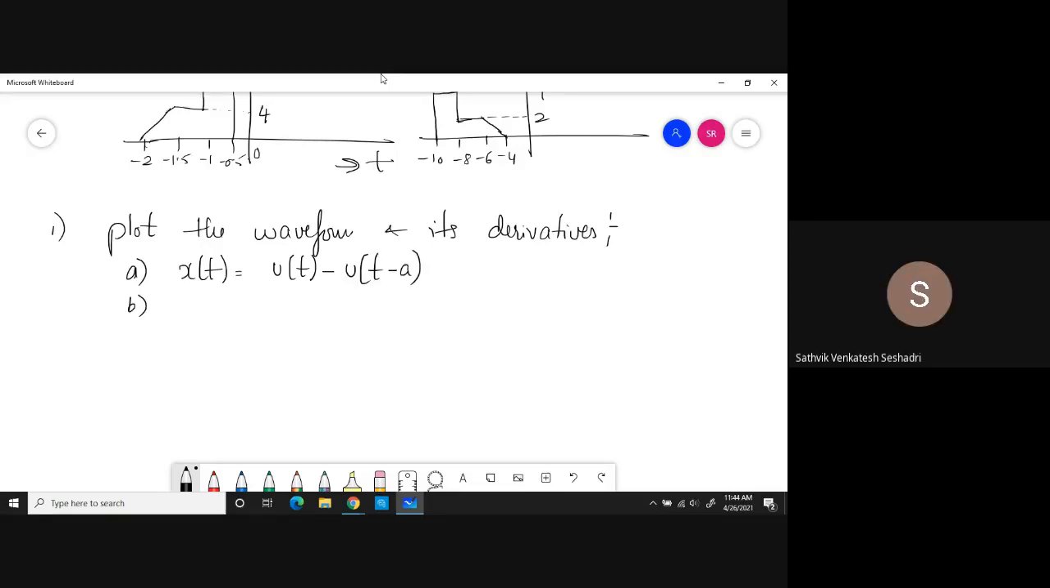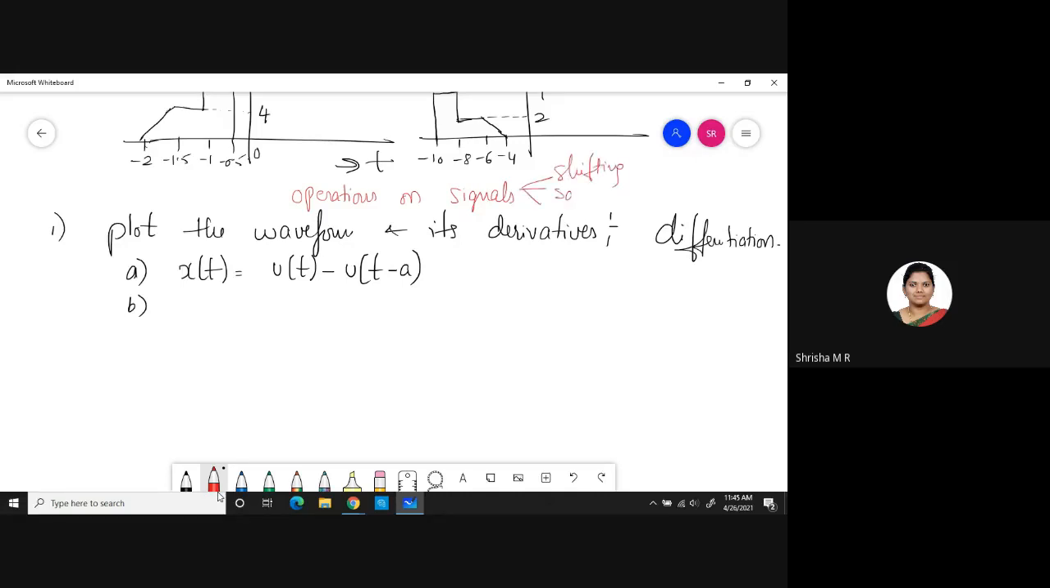New topic, ma'am? No, we are continuing operations on signals and derivatives. Derivatives means differentiation function. These are problems on scaling operations only. Scaling, shifting, time reversal: operations on signals. This is not a new topic. So we have seen all three operations, right? Shifting, scaling, time reversal. Now we'll use all these three and solve different types of problems. Okay?